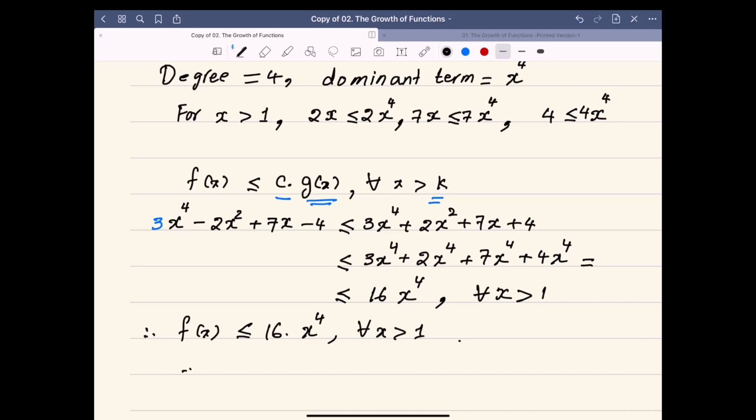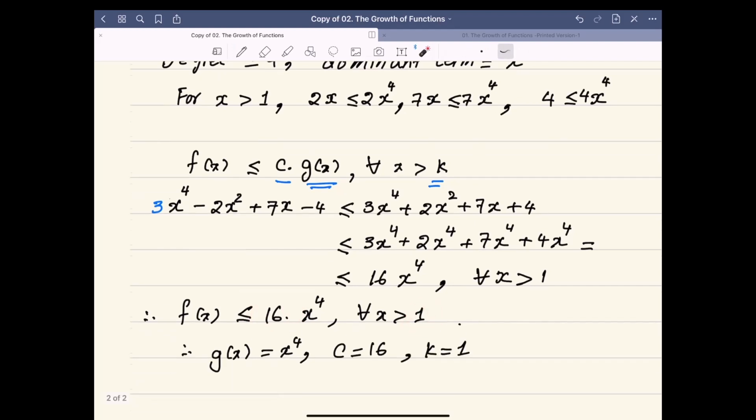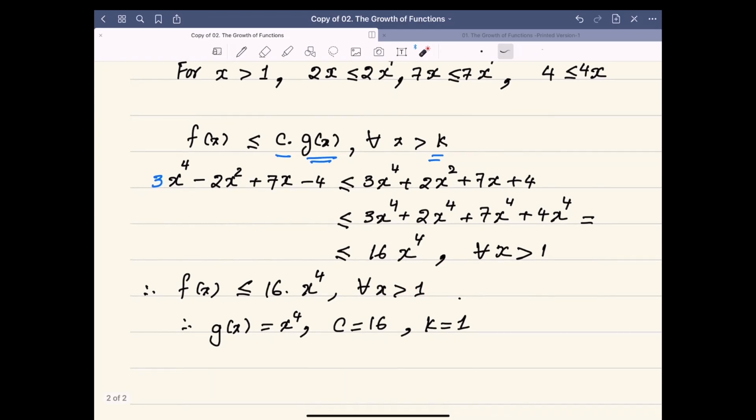And from here we can say that g of x is equal to x raised to power 4, c is equal to 16, which is this one, and k is equal to 1, which is this one. And this proves that f of x belongs to big O of x raised to power 4.